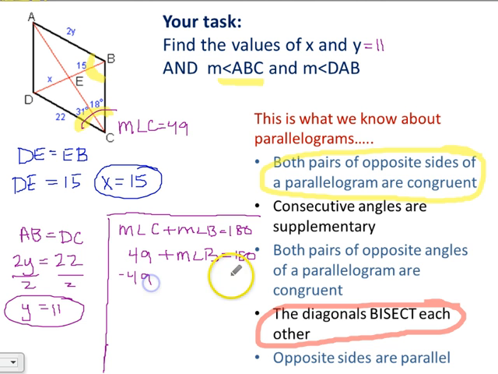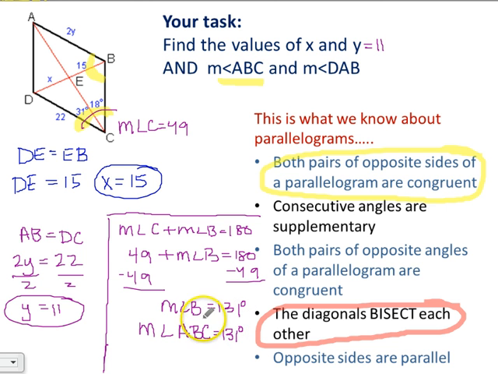We can subtract 49 from both sides. So 180 minus 49, what do we get? That's 131. So the measurement of angle B is 131. And that, by the way, is the measurement of ABC, 131. Get specific there. And then we're going to stop there just because I want to get more in.